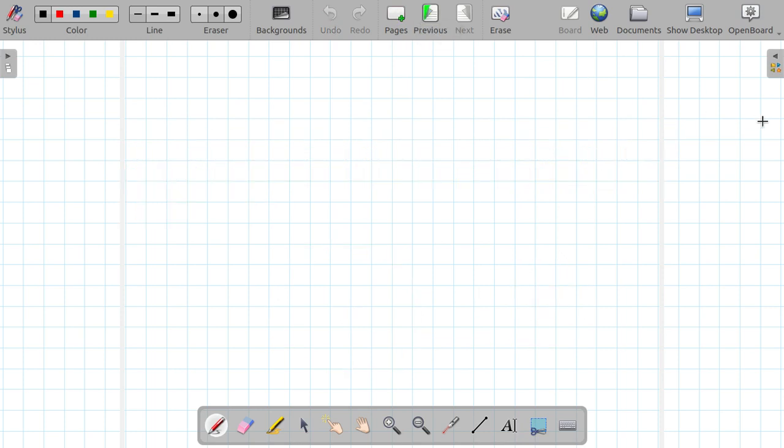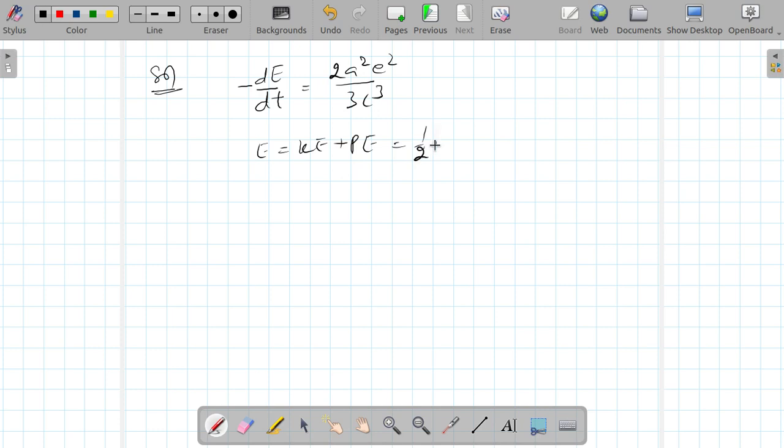Now the rate at which energy is radiated by an accelerated electron is represented as 2a square e square over 3c cube. Now the total energy is nothing but the sum of the kinetic energy plus potential energy, and it is half mu square plus e square by r. It is the potential energy.